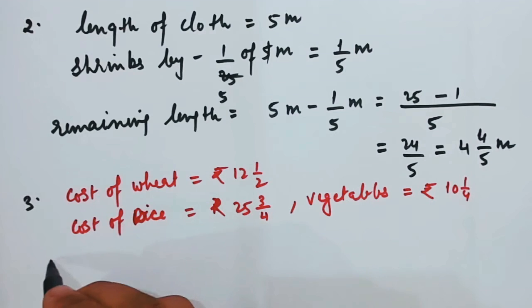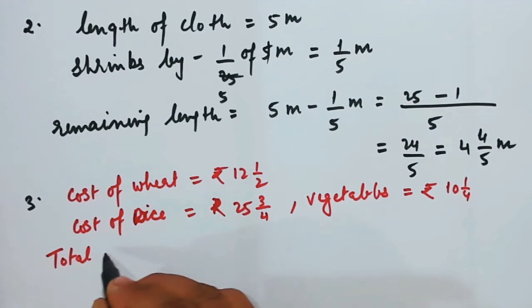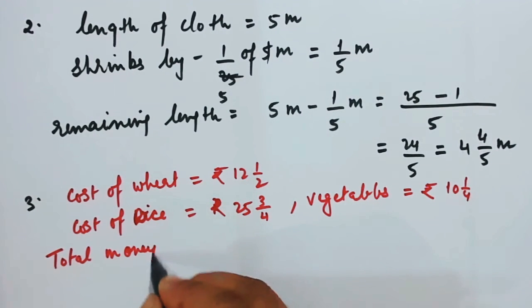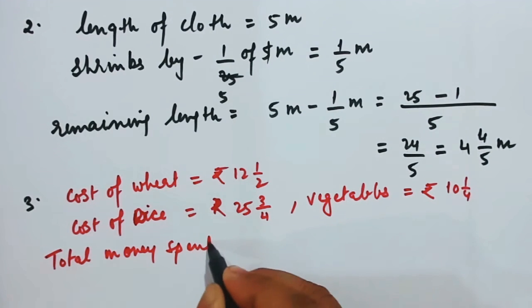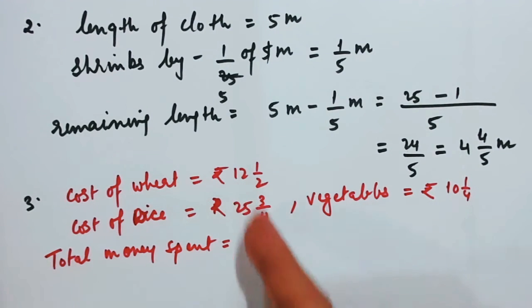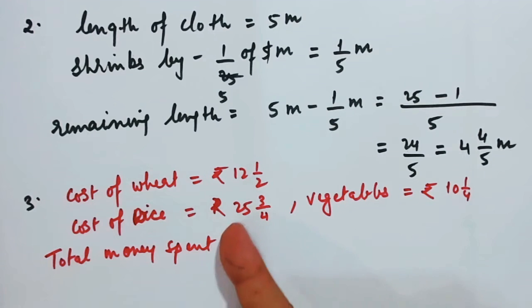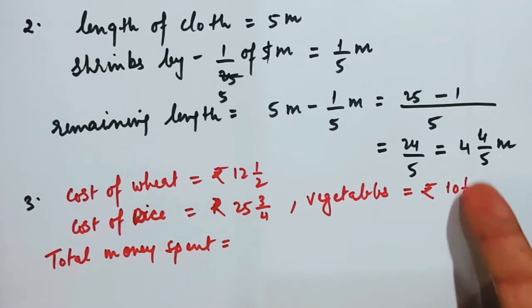Now what is the total money spent? So my dear, the total money spent is equal to how much? Let us add all these: 12 and a half, 25 3 by 4 and 10 1 by 4.